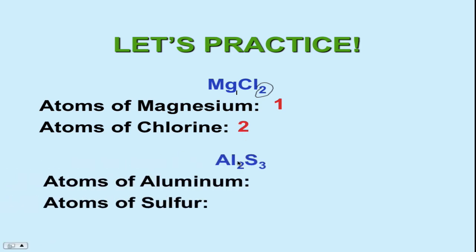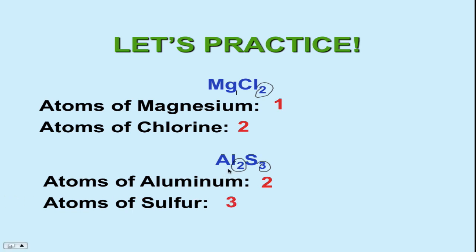Again, I'm going to take a look at my compound and try to figure out which rules I've got. I've only got rule number 2, with subscripts in here. There are no coefficients, no parentheses. So you should be able to figure out that it has 2 atoms of aluminum, 3 atoms of sulfur.